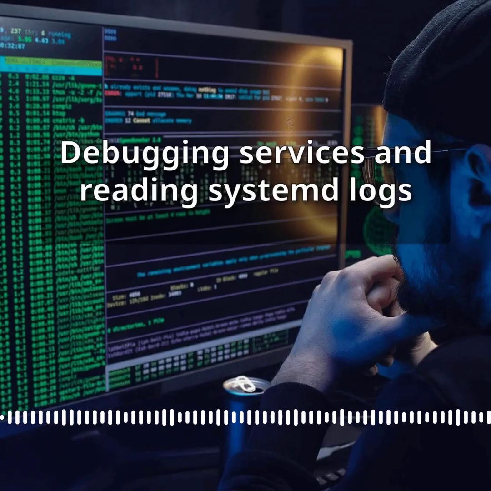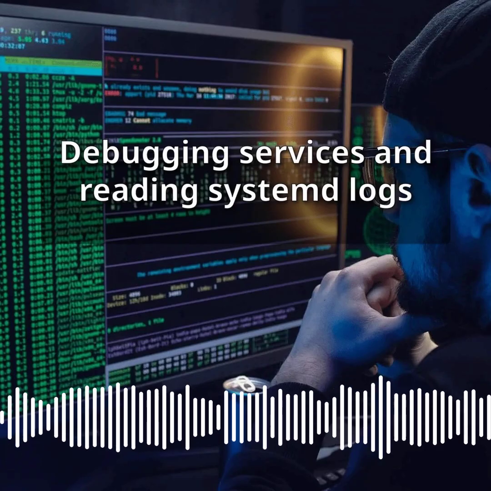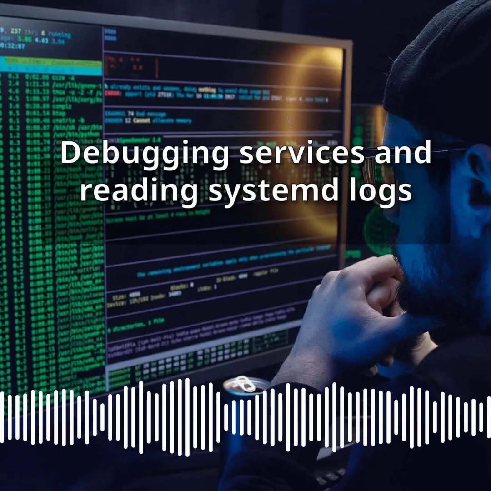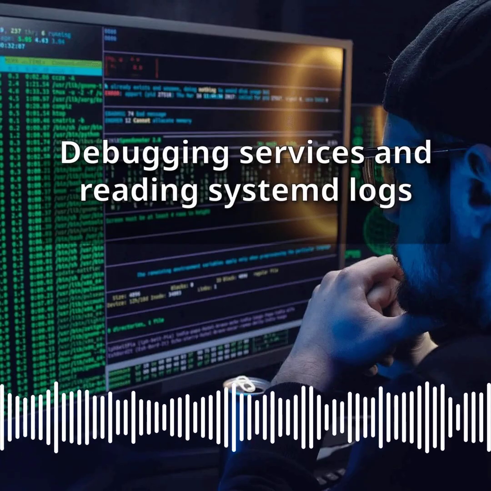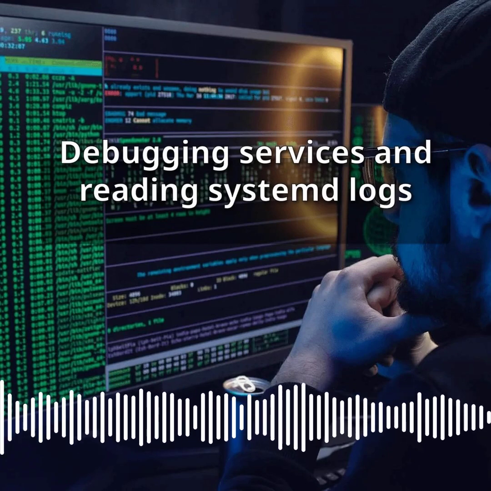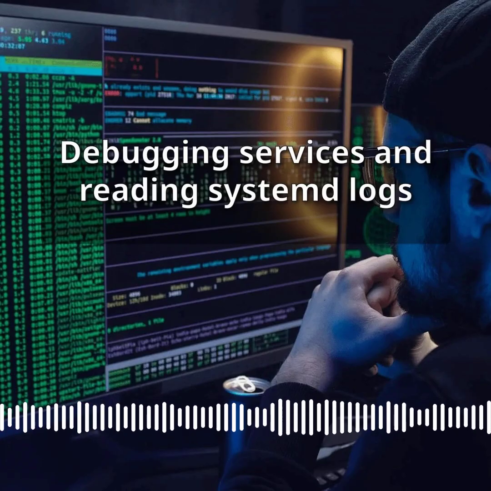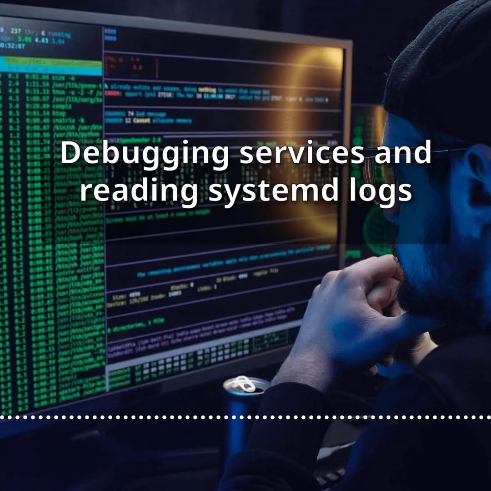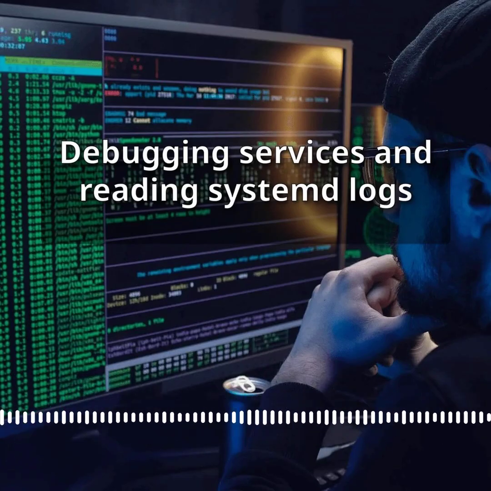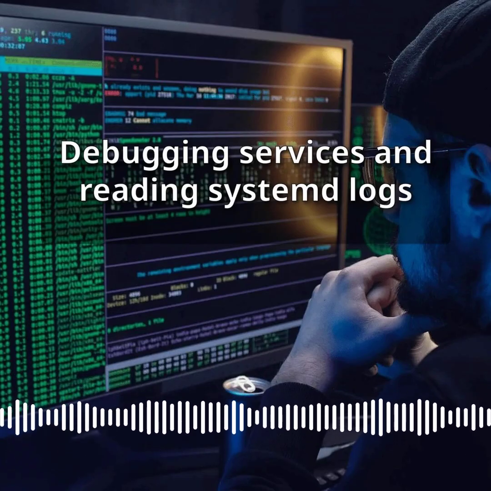A concrete example. Suppose systemctl status webapp shows failed. Result, exit code. Running journalctl -u webapp -p err reveals the line permission denied, /etc/webapp/config.yml. The root cause is that the service user lacks read access to that file. Fixing the file permissions and running systemctl restart webapp resolves the issue.